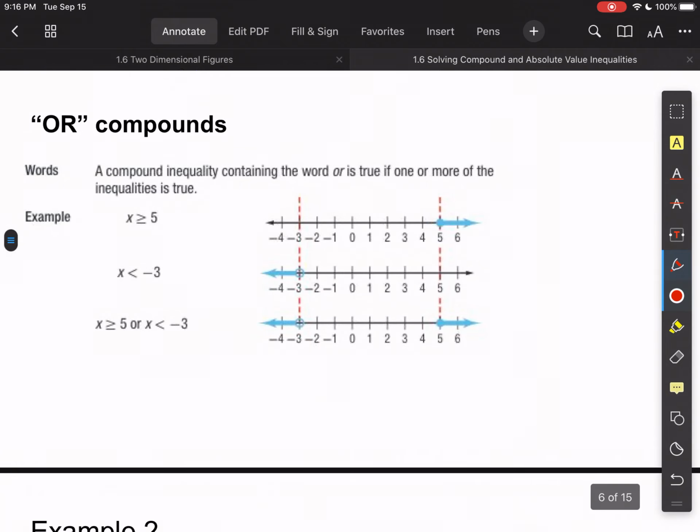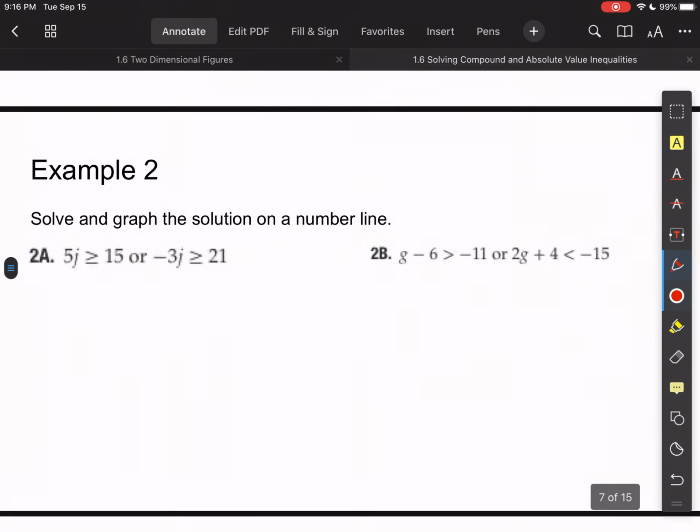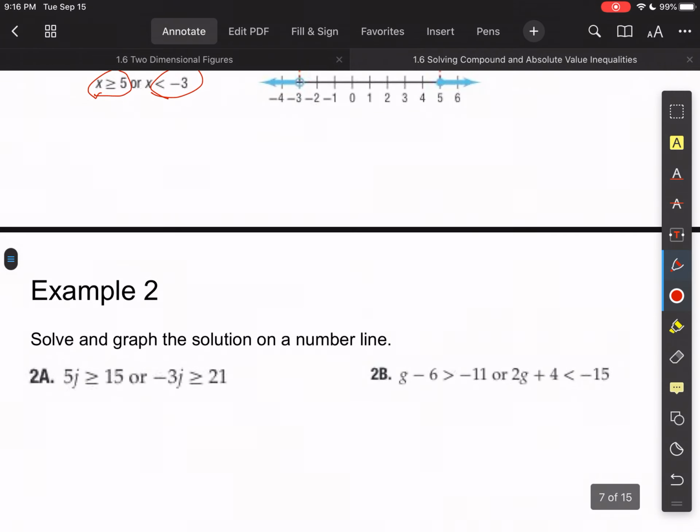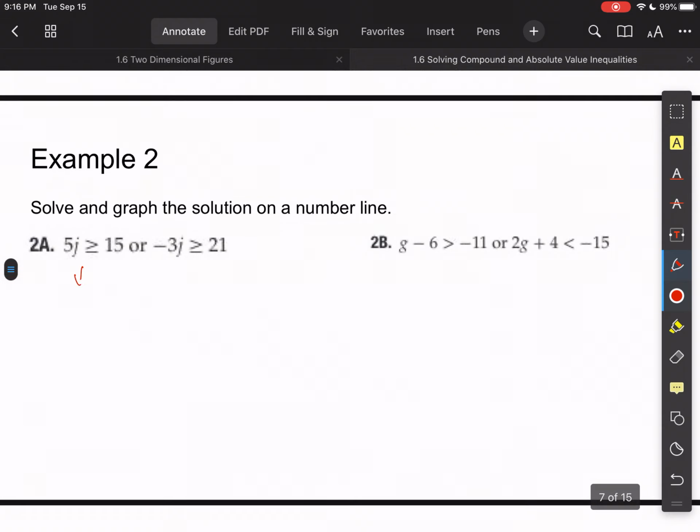Or compounds, on the other hand, happen when we have to use the word or, and it's a compound inequality containing the word or, and is true if one or more of the inequalities is true. So it's just saying, hey, the solution could be this, or it could be this. All right, so we're going to graph those, and they often go in opposite directions. All right, so for example 2, we're going to try to solve these guys. So we're going to solve these independently, okay? And then we're going to graph them on the number line.